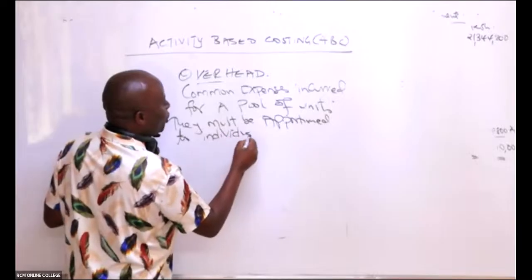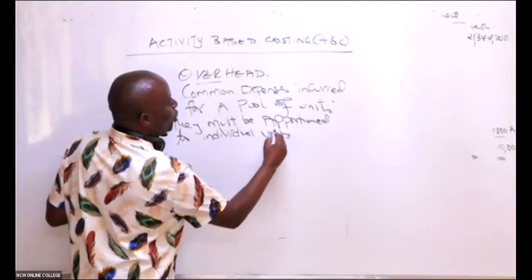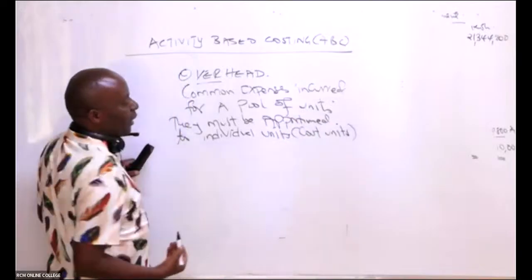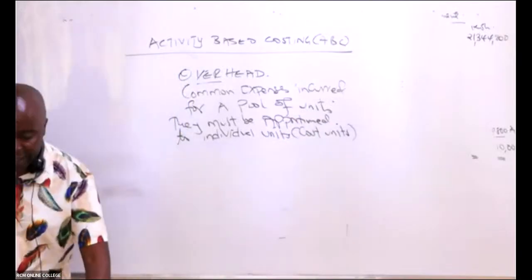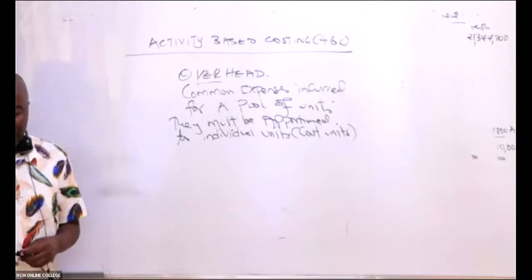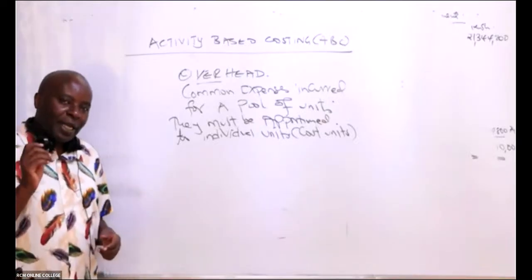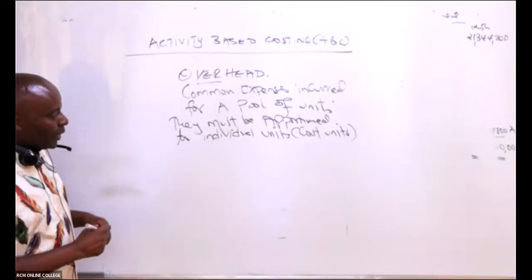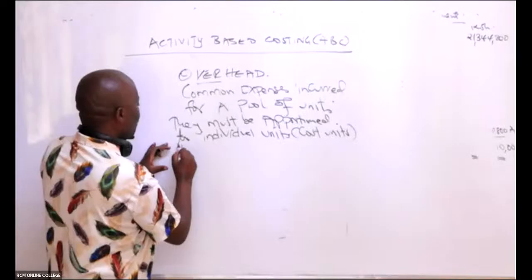They must be apportioned to individual units, what basically we call the cost units. So for pricing purposes, at the end of the day, these overheads must be apportioned. There are two methods of doing the apportionment.